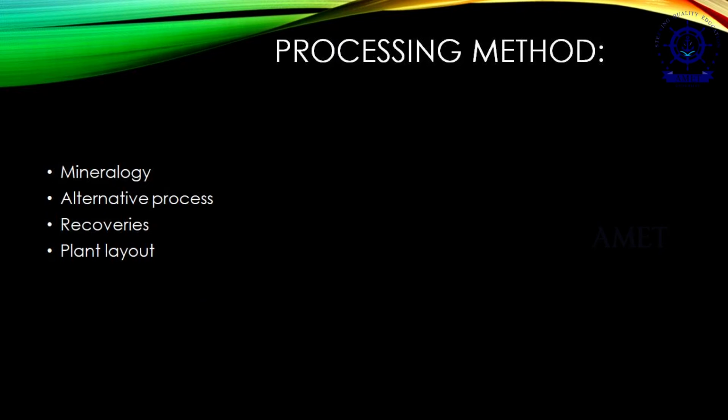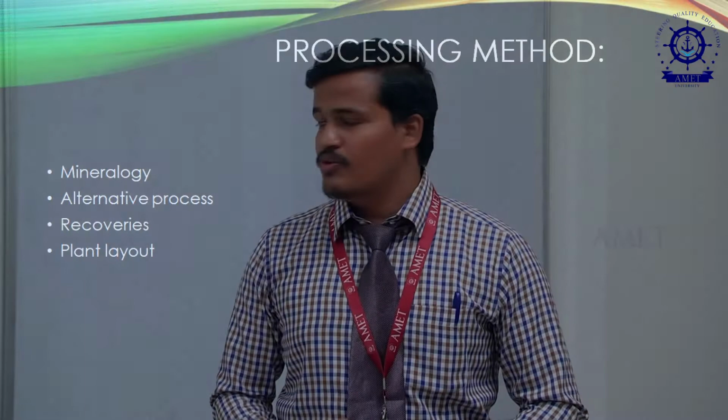Under the processing method, what sort of processing method they are going to choose in the mill will be clearly explained in this feasibility report. Under this processing method, the mineralogy, the alternative processes for the mineralogy will be studied, what recoveries are available in the mill, and what the plant layout will be will be clearly given in this feasibility report. So, first thing is mineralogy.